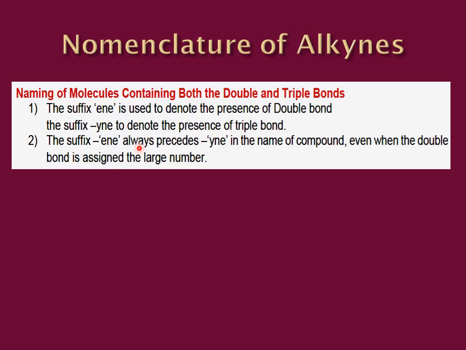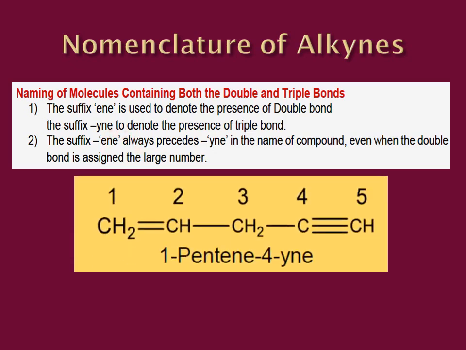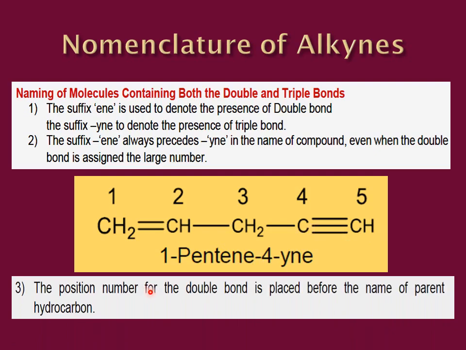Look at this example in which you can see a double bond between carbon number 1 and 2 and a triple bond between carbon number 4 and 5. So it is 1-pentene-4-yne. The position number for the double bond is placed before the name of the parent hydrocarbon. This chain comprises 5 carbon atoms, so the parent name is pentane. Since it contains a double bond, we have changed it from pentane to pentene.